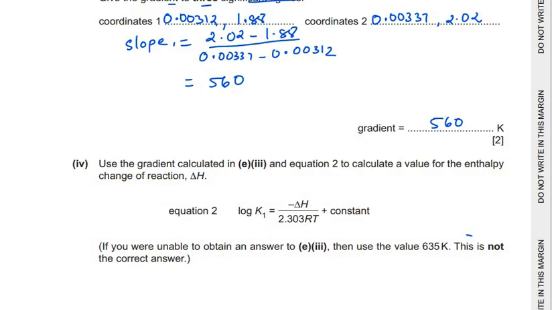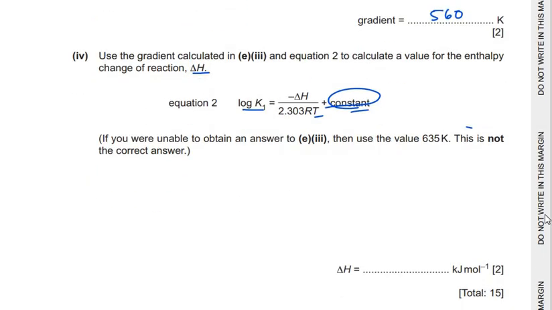Okay, use the gradient calculated, E1, E3 and equation 2 to calculate a value for the enthalpy change of the reaction, delta H. Now we already know that on the y-axis it was log K1, on the x-axis it was 1 upon T, and here is the constant. y is equal to mx plus c, so here is the constant which we can ignore, and if we substitute the slope, rearrange the equation here, then the gradient has to be log k1 upon 1 by T, and if we rearrange this, we get minus delta H upon 2.303 into R, and that's how we get.